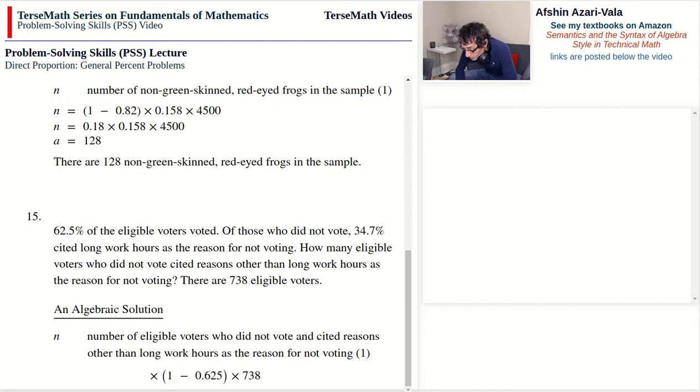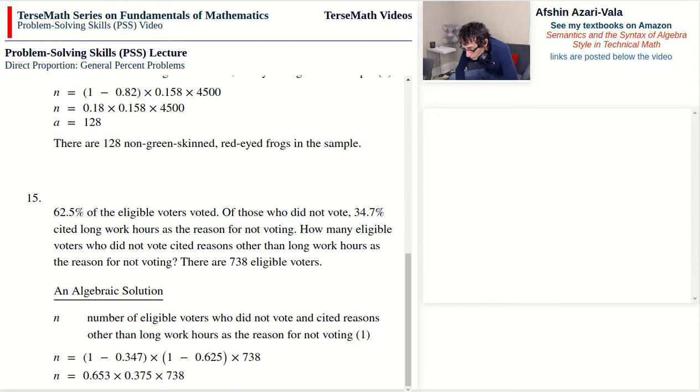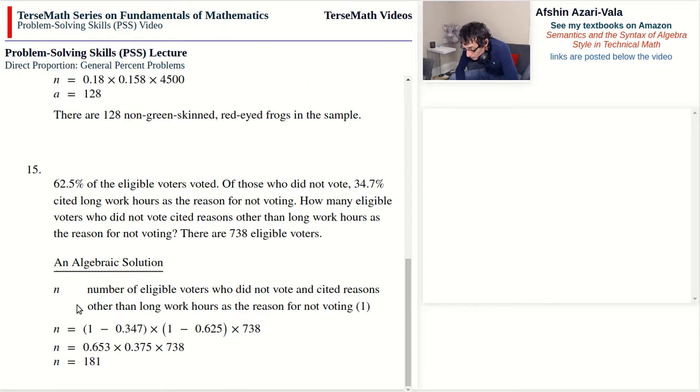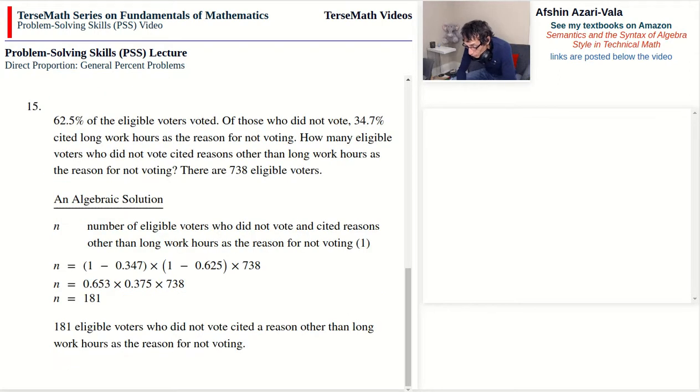And because 34.7% cited long work hours as the reason for not voting, and we are looking for those who didn't cite this particular reason, we multiply by 100% minus 34.7%. So we end up with 65.3% of 37.5% of 738, which is 181. And therefore, 181 eligible voters who did not vote cited a reason other than long work hours as the reason for not voting.